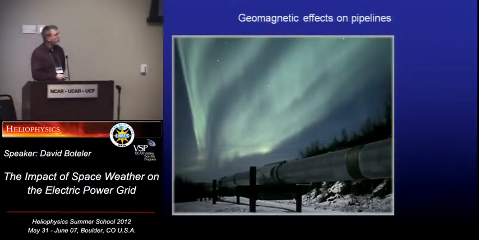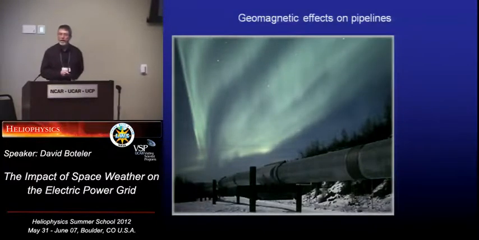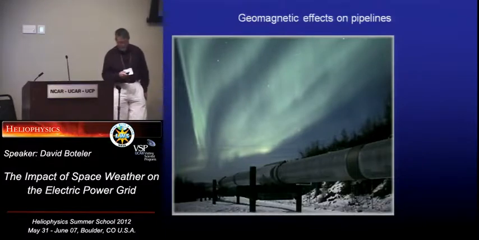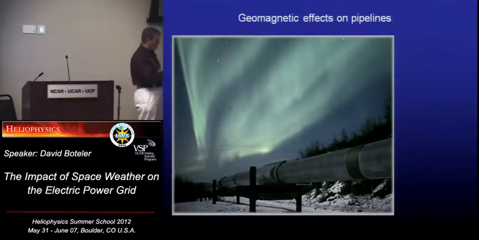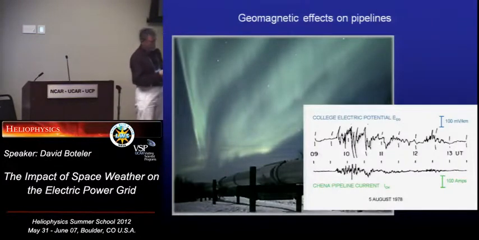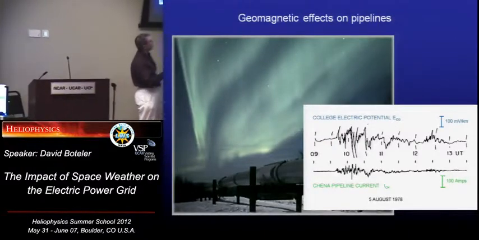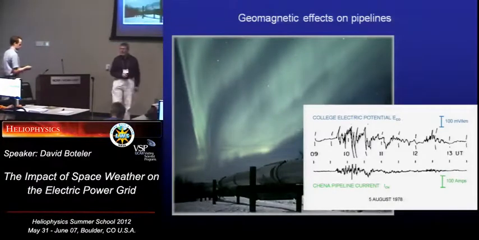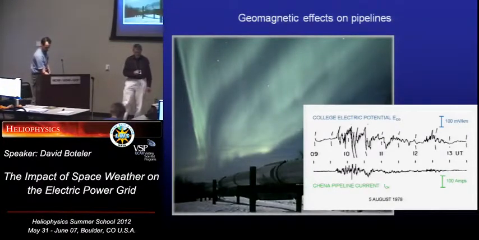The other system that can get affected is oil and gas pipelines. This is a picture of the Alaska pipeline. It's one of the most photographed pipelines in the world, I think, because most of them are underground, so you don't see them. So you get lots of nice pictures with that. These were some recordings taken on the pipeline. And you can see you're getting current fluctuations up to 100 amps flowing along the pipe. So you're getting significant currents there.